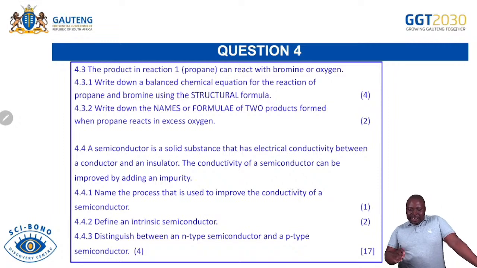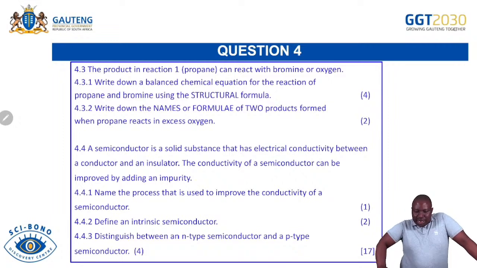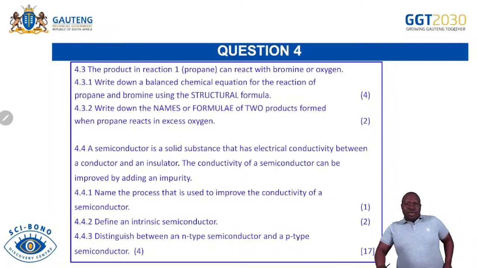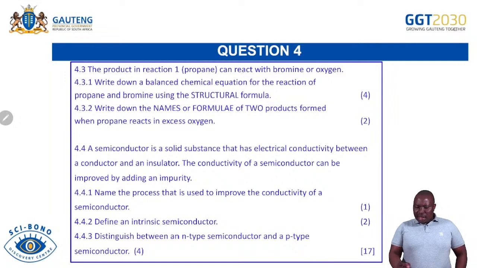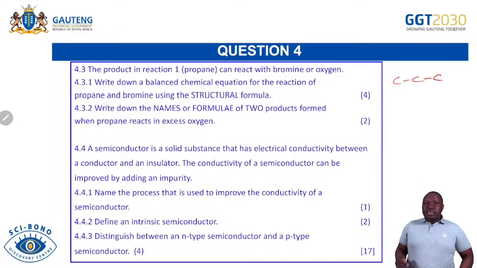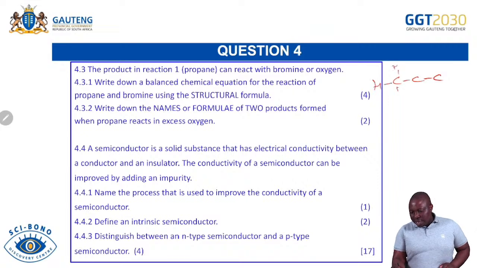Write down a balanced chemical equation for the reaction of propane and bromine. So you can see now that still here we're having propane. Propane, you know, is 3 carbons. So you will draw the structure. It's a hydrocarbon. So it's 3 carbons and the hydrogens there. You must show, because the question says write down a balanced chemical equation for the reaction using structural formulae.